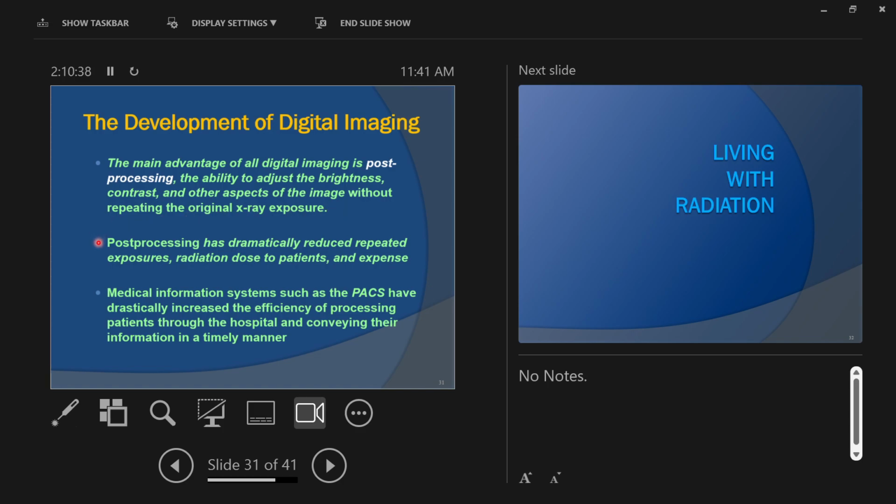Post-processing has dramatically reduced repeat exposures, and thereby radiation doses to the patient and expense. With film, if you over or underexposed, you're doing a repeat X-ray. That's not only cost for the office for the extra film, but that's extra exposure for the patients, right? So we have to think about those things, and we've got less of a chance of that happening with digital. As well, we have medical information systems like PACS that have drastically increased the efficiency of processing patients through the hospital and conveying their information in a timely manner.